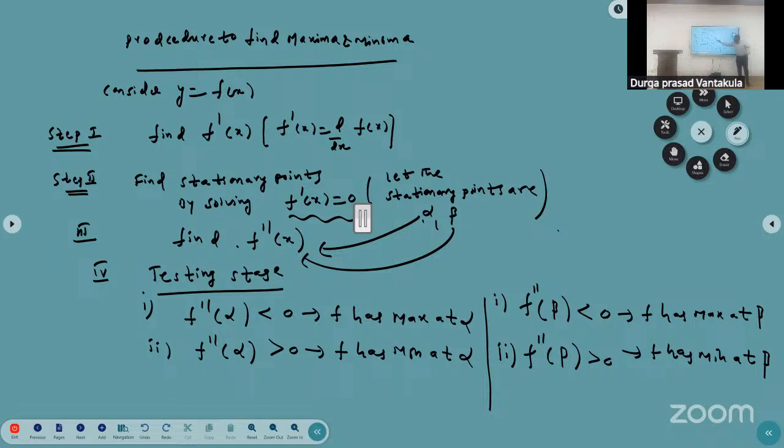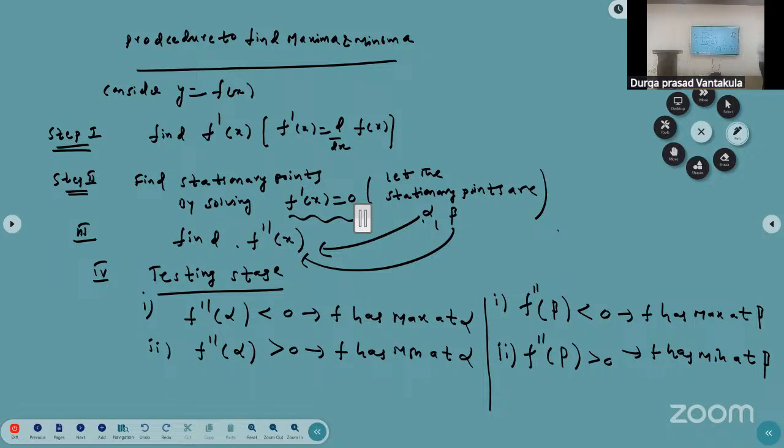If you solve the equation, how many stationary points are you getting? Alpha and beta. And later we have to find the second derivative. In the second derivative, we have to substitute these points, alpha and beta. If f double dash of alpha is less than 0, the function has a maximum at alpha. If this is greater than 0, the function has a minimum.